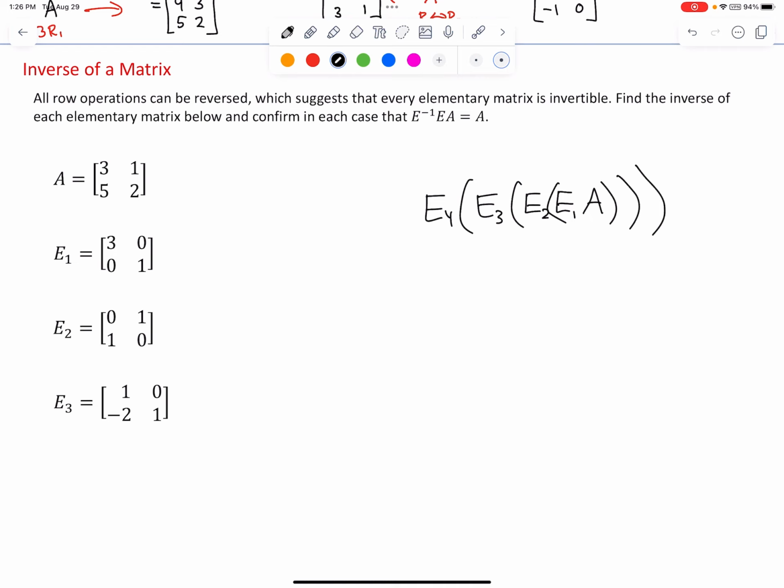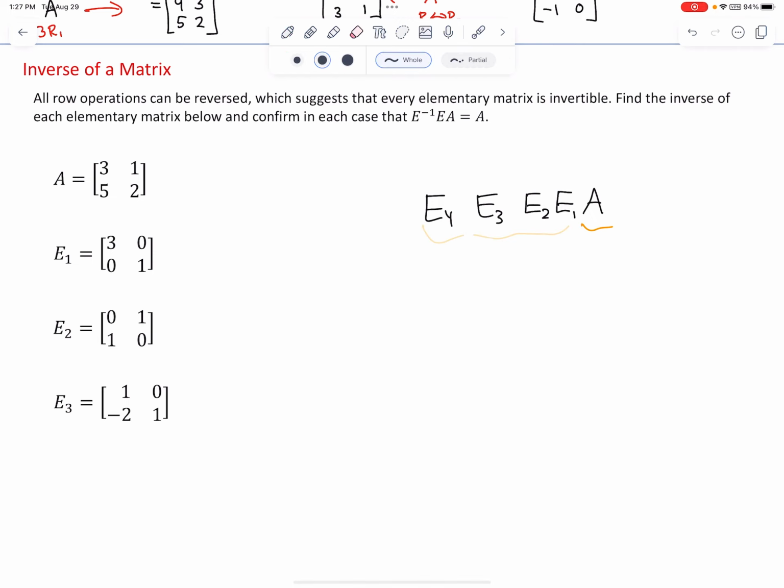And because matrix multiplication is associative, you don't need any of these parentheses. You can just write this, and you can do this multiplication basically in any order. So you can multiply all these together first, and then multiply that by A. There you have some options.